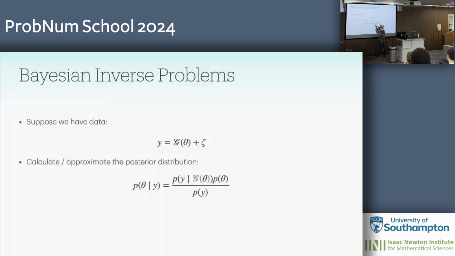We want to perform Bayesian inference, so we're looking to calculate or approximate this posterior distribution, which is just given to me by Bayes' theorem. Here, I'm emphasizing that although usually when you wrote down the likelihood, you would just have P of y given theta, this likelihood depends on theta through the map calligraphic G. And I'm also going to assume that inside G somewhere is hiding a PDE. So the thing that links my unknown parameter theta to the observations is based on the solution of a PDE.